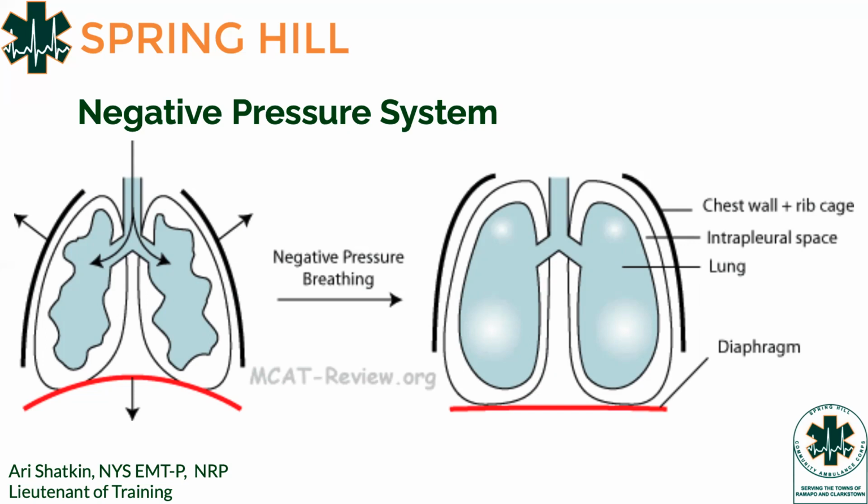So the air always flows from high pressure to low pressure. And yeah, that's pretty much how we breathe. An important thing to note about this is the interpleural space over here.